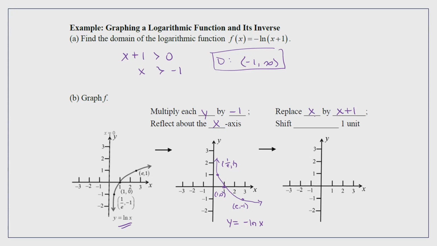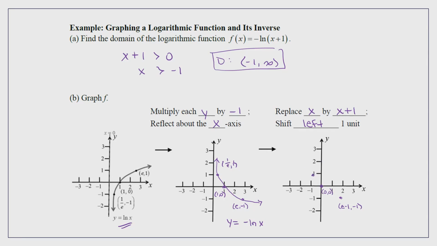So this means that we're going to shift left 1 unit. So now 1, 0 becomes 0, 0. And e negative 1 becomes e minus 1, minus 1. And then 1 over e, 1 now becomes 1 over e minus 1, 1.